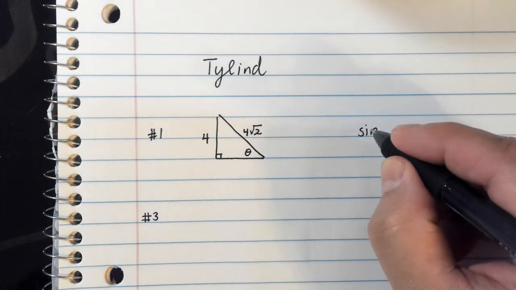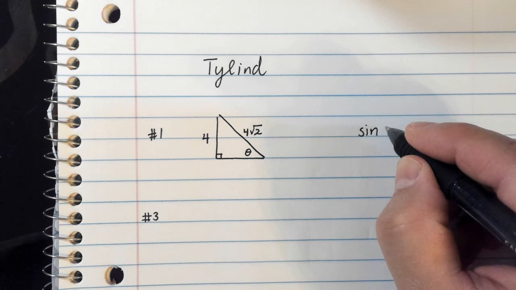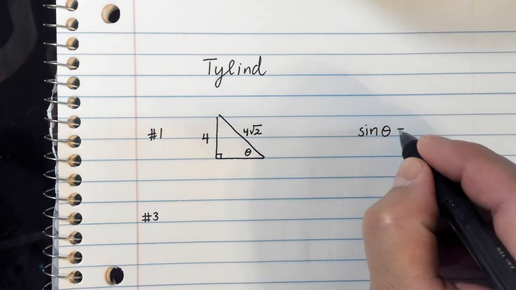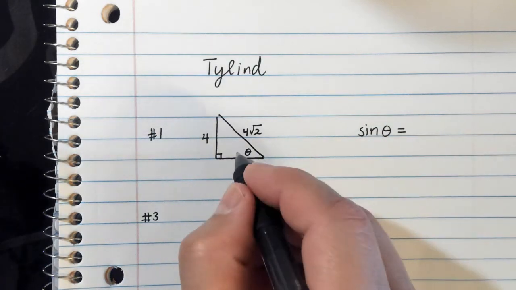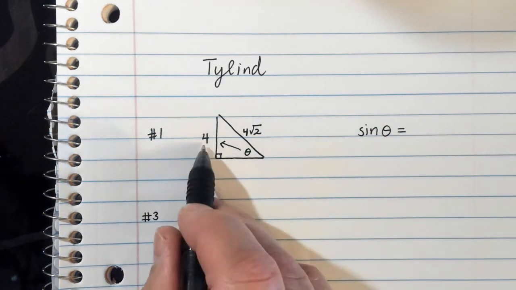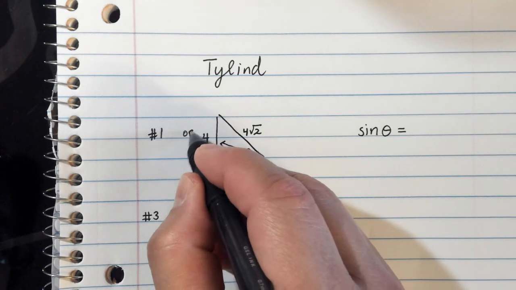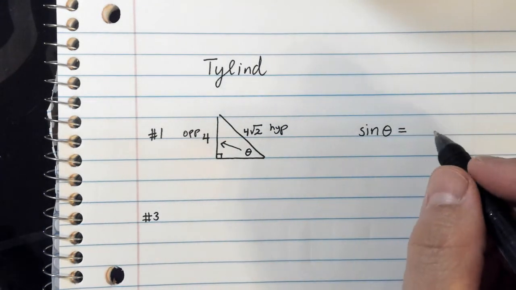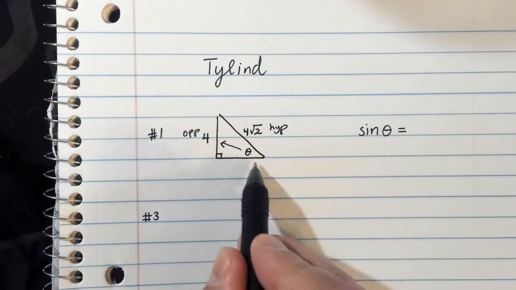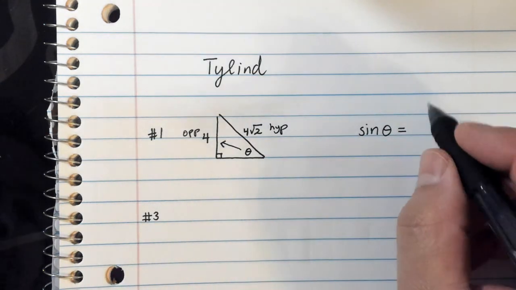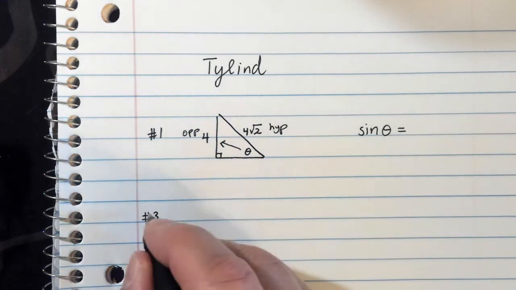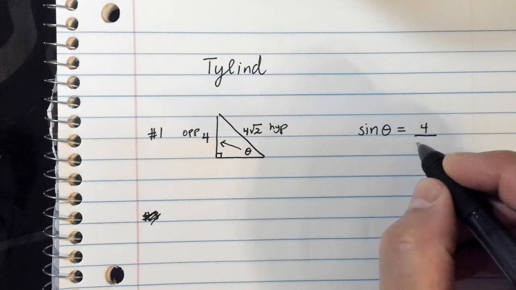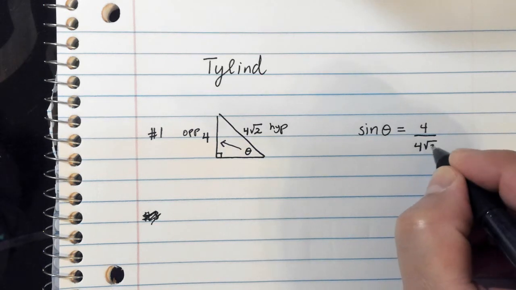Totally different. This one wanted you to find sine ratio, and sine is opposite, which we know, over hypotenuse, which we know. So there was no need to use the Pythagorean theorem at all to find this side. You don't need to know how long it is. So, opposite over hypotenuse, like that.